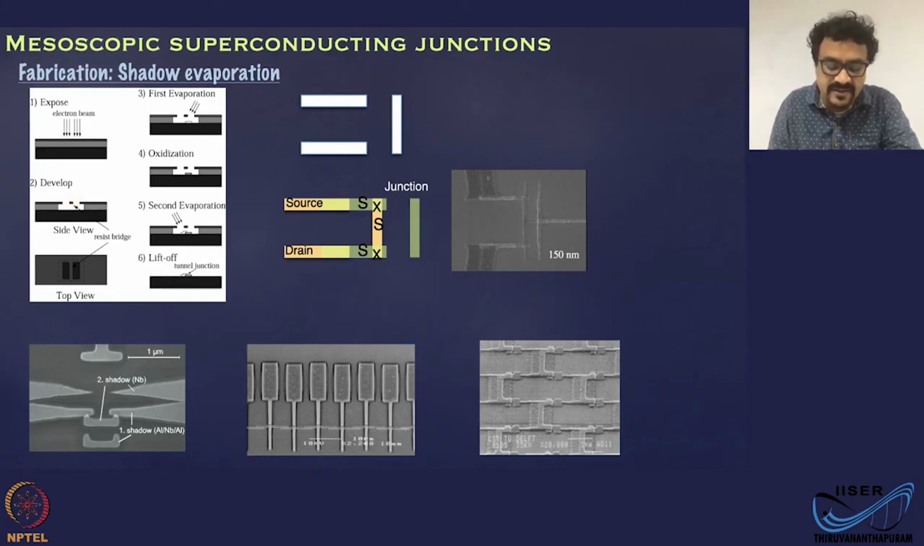Then after developing, you will evaporate superconducting material into it at two different angles, which is going to cast the shadow of one on the other, and there is an oxidation step in the middle. So just to expand this further, imagine that this is the pattern that you have got after the lithography. Okay, the pattern looks like this.